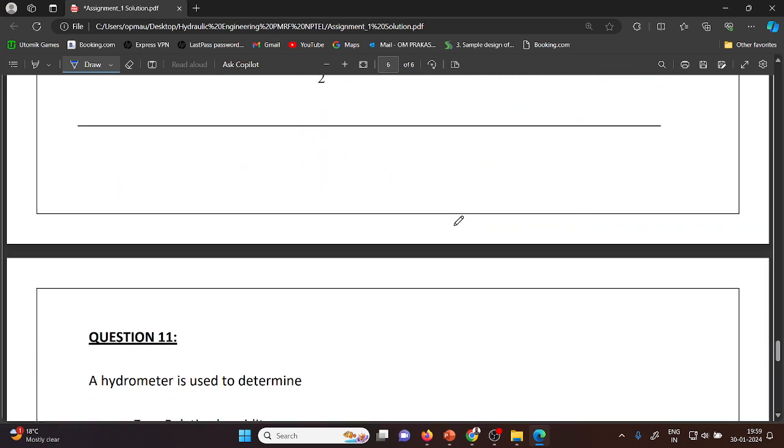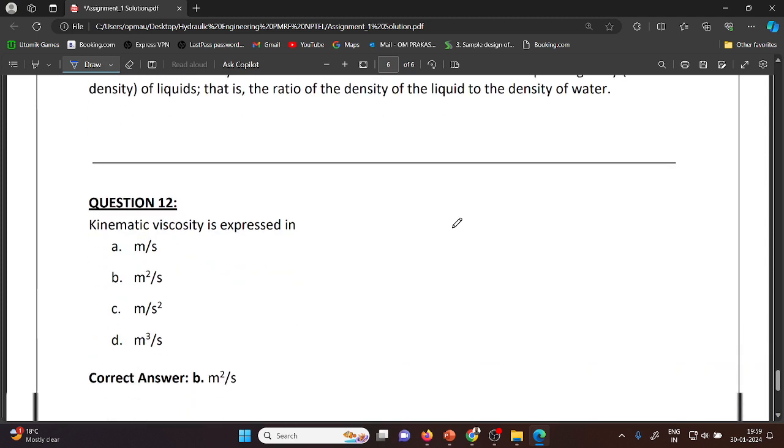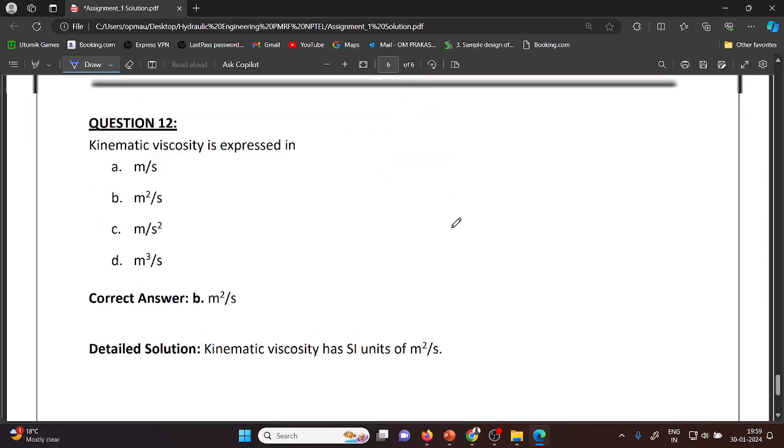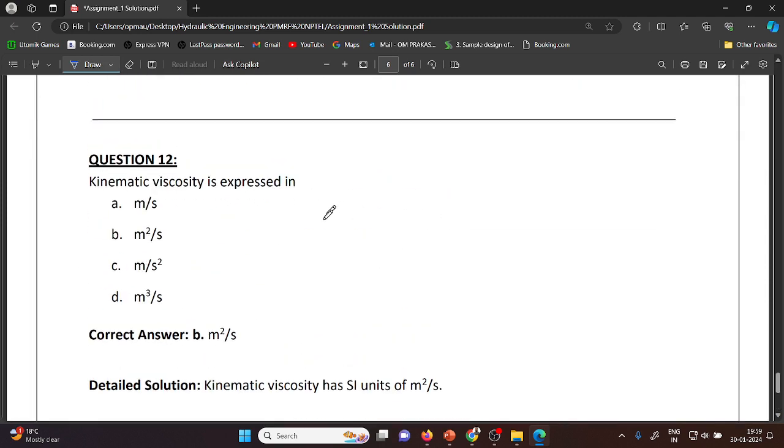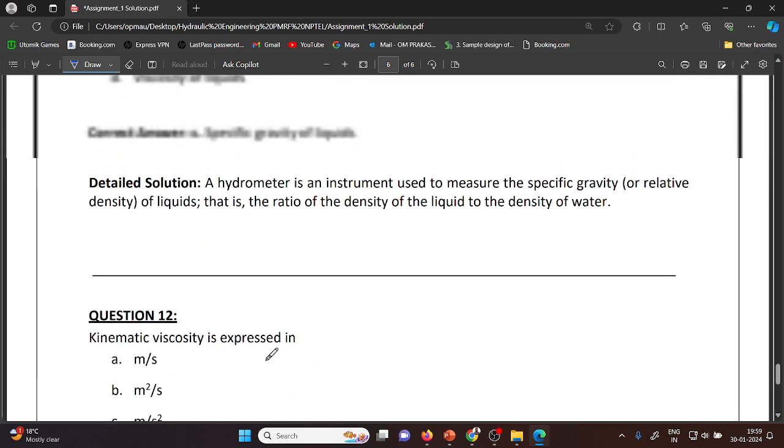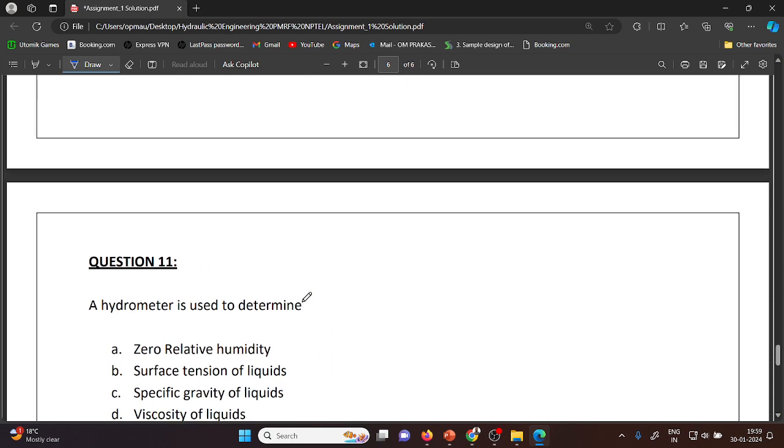Question 11 is also there, and question 12 is also there. Kinematic viscosity is expressed in meter square per second. We have discussed it already.